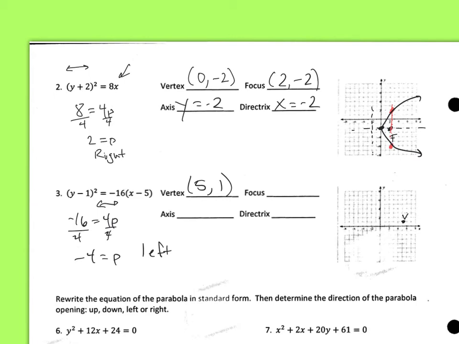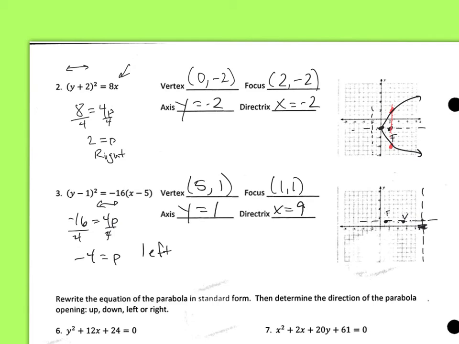So since it goes to the left, 4 spaces to the left is your focus. And the focus would then be at the point, looks like 1, 1. 4 spaces to the right, which is kind of not on the graph, is where the directrix would go, right through here. So this touches the x-axis at 9. The axis of symmetry connects them all as this line here, and that touches the y-axis at 1.